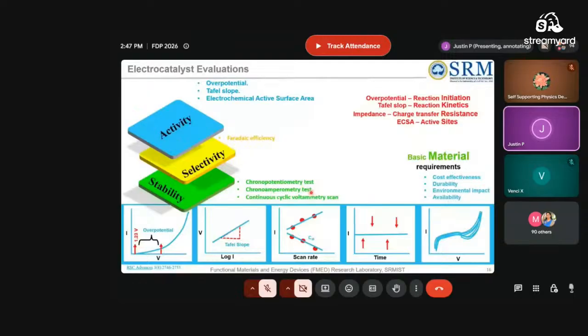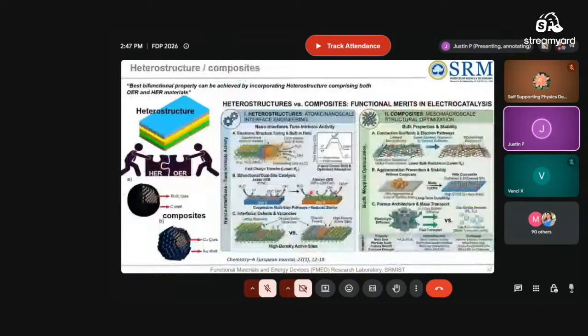In these discussions, the most trending thing in electrocatalysts is to use heterostructures and composites. Heterostructures and composites are very helpful in optimizing the d-band center, bringing the Fermi level near the d-band center, so that the adsorption energy can be reduced and the active sites can be increased. Especially, heterostructures are useful when you deal with atomic level or nanoscale materials.